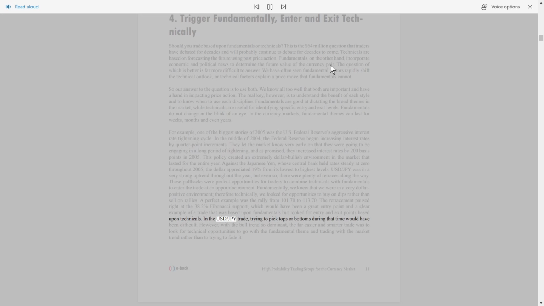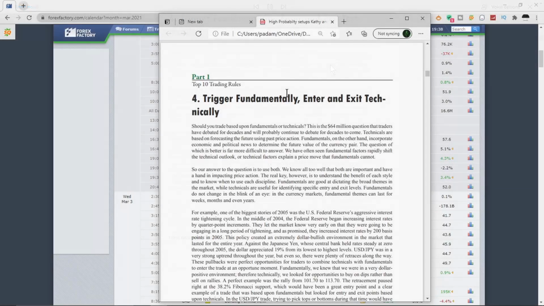In the US dollar to Japanese yen trade, trying to pick tops or bottoms during that time would have been difficult. However, with the bull trend so dominant, the far easier and smarter trade was to look for technical opportunities to go with the fundamental theme and trade with the market trend rather than trying to fade it.